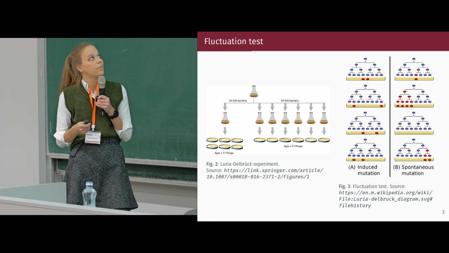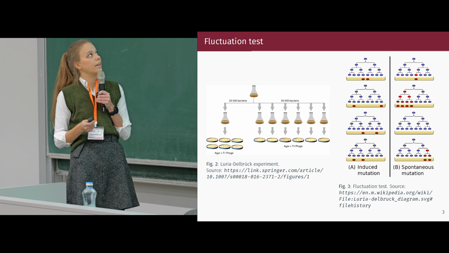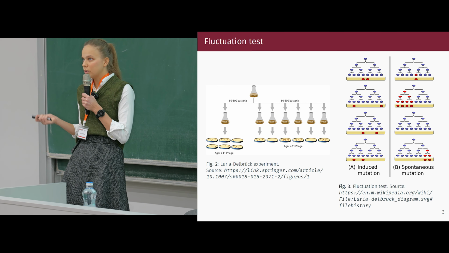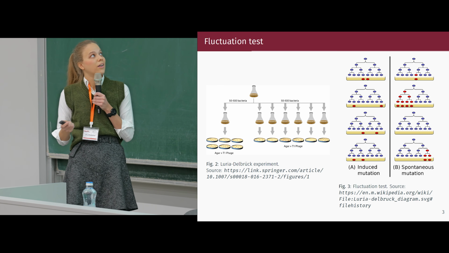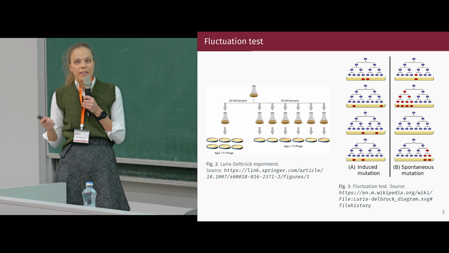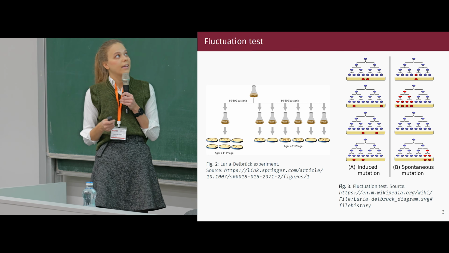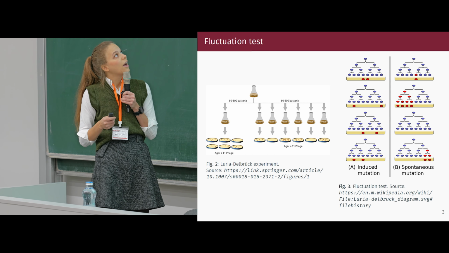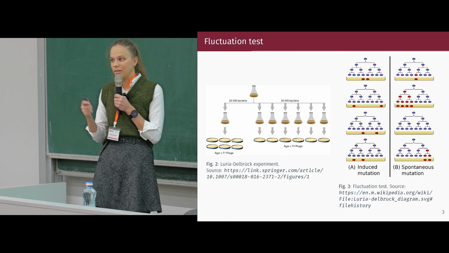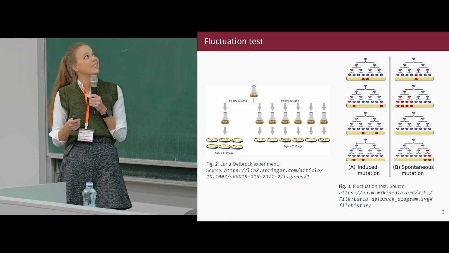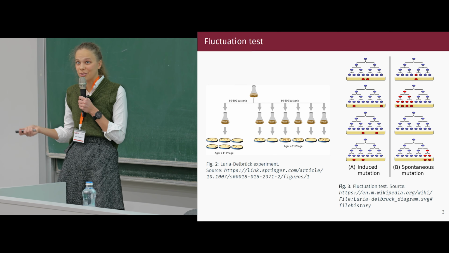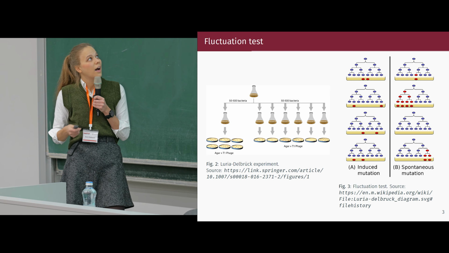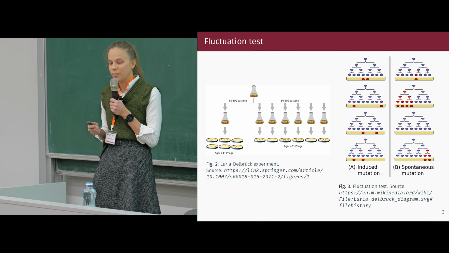What can they see? At the left, we can see that there are roughly the same number of colonies on each agar plate. That would mean that the Lamarckian theory is right, saying that the mutation is present only after the exposure to the virus. However, that was not what they saw.